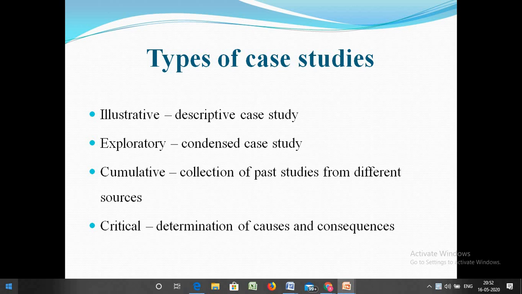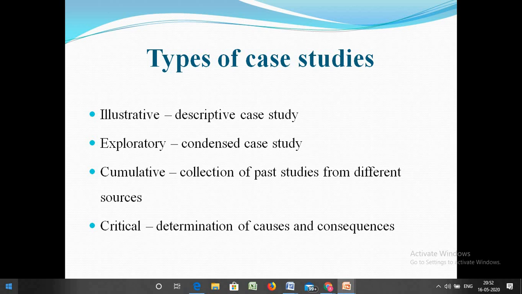Another important part of case study is its types. Though there are different types of case studies, from a broader perspective we will be dealing with only 4 types of case studies, that is illustrative, exploratory, cumulative and critical. So we will go one by one.